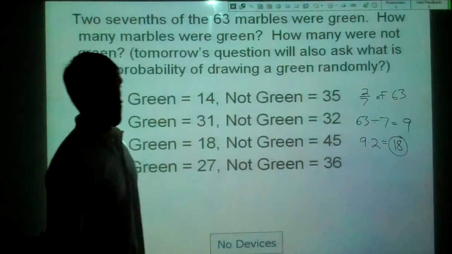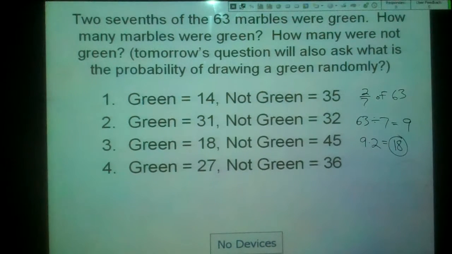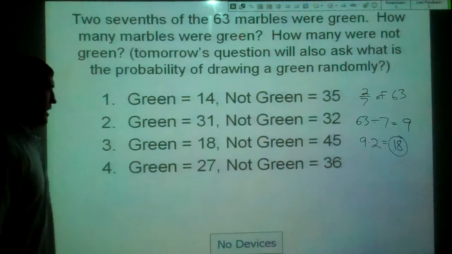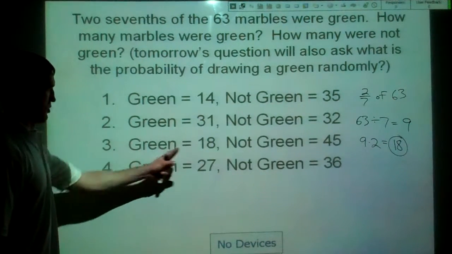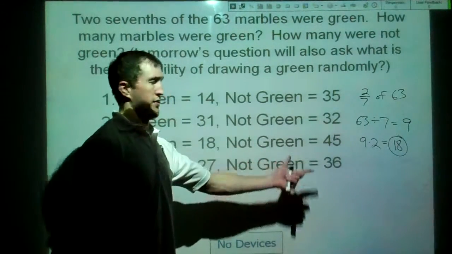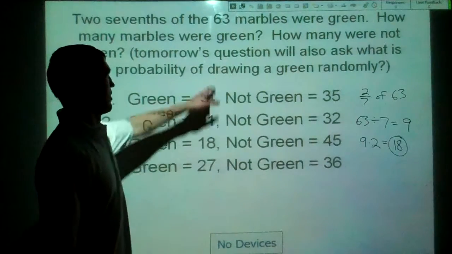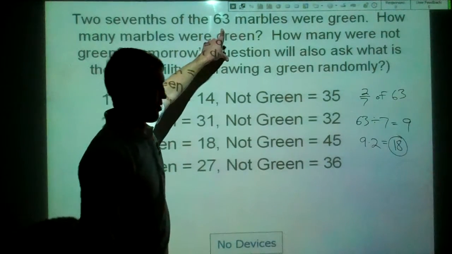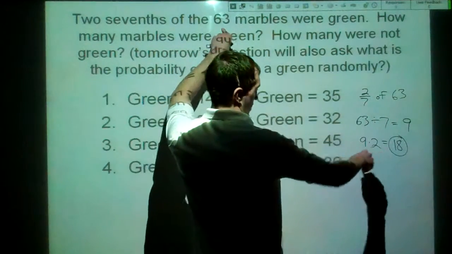Alright, so we know that there are 18 green marbles. But in order to figure out that 45 aren't green, you would take 63, your total amount of marbles, and subtract out your 18.